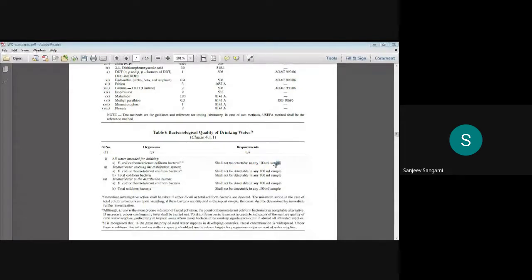Then how are we going to detect any pathogenic bacteria or pathogenic organisms present in the water? With the help of the MPN test we are going to detect it. If MPN is 0, then the water can be drunk. If MPN is 4 or 5 or 6, you are not supposed to drink that water because it contains pathogens.